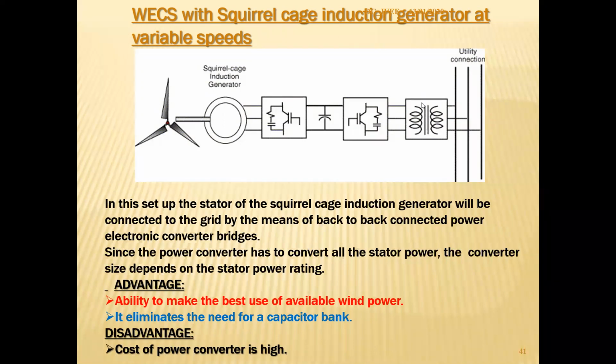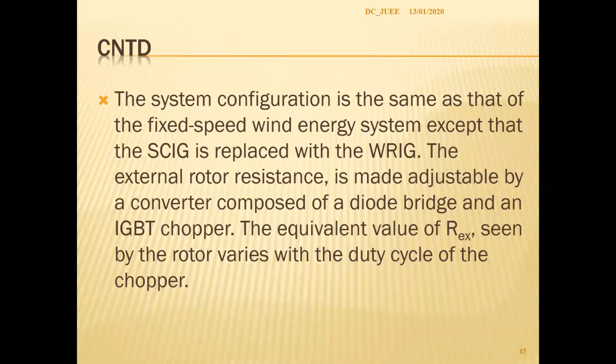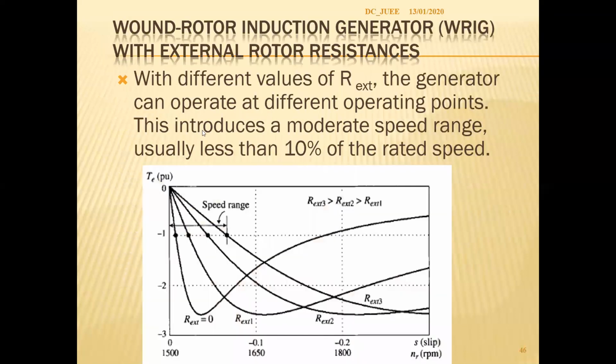Now, if we want to have a control on the rotor side, we can have the slip ring generator. Now, what is the advantage from the rotor side? Now, just come to the characteristics part, right? Now, if you see the rotor resistance control for.